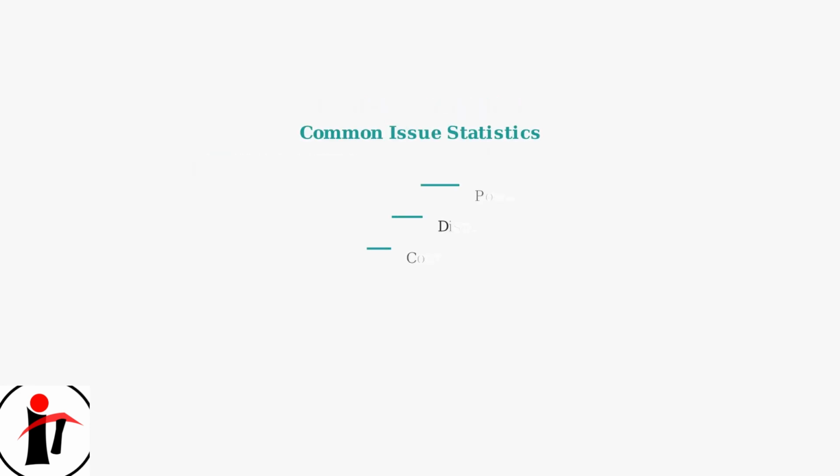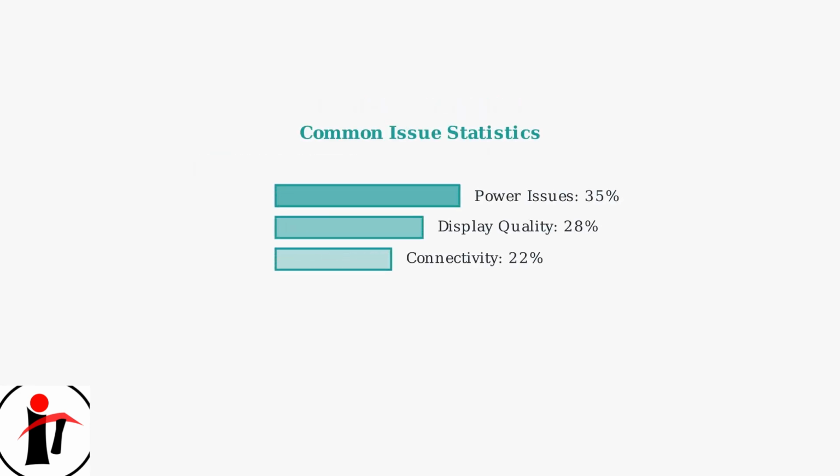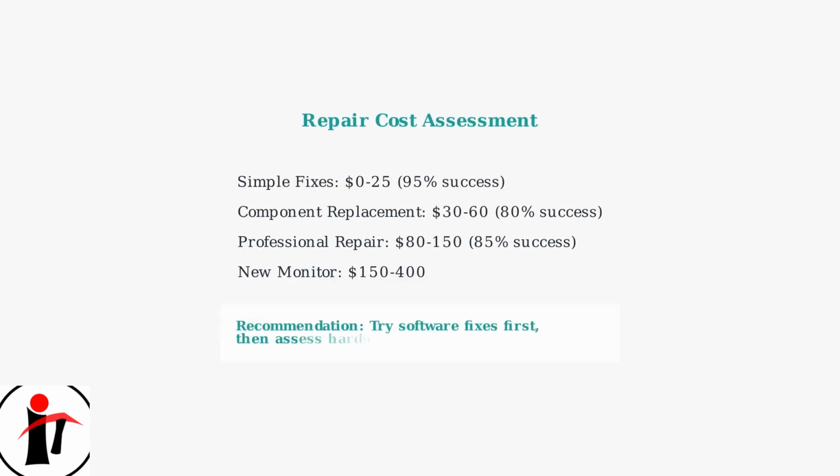Understanding failure patterns helps prioritize troubleshooting. Power-related failures account for 35% of issues, display quality problems 28%, and connectivity issues 22%. Finally, assess repair cost-effectiveness. Simple fixes cost $0 to $25 with 95% success. Component replacement costs $30 to $60. Professional repair ranges from $80 to $150, while replacement costs $150 to $400 depending on the model.